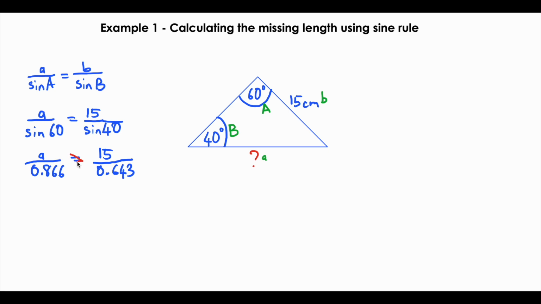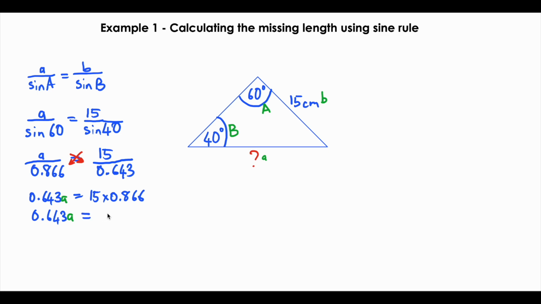Now my next step, I have to cross multiply in order to figure out what A is. So A times 0.643, and then 15 times 0.866. That's why we call it cross multiplication: A times the bottom part and the top part times the bottom part again. So A times 0.643 gives me 0.643A, which is equal to 15 times 0.866. Now I need to work out what 15 times 0.866 will give me.